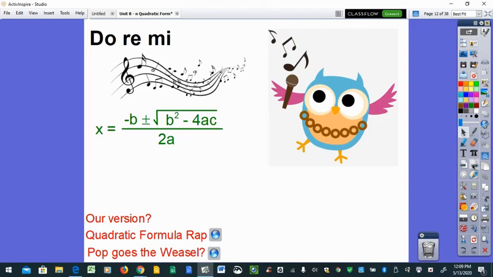Okay, here we go. The opposite of b, plus or minus square root, b squared minus 4ac, all over 2a.